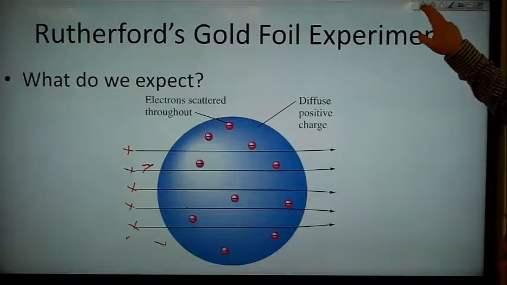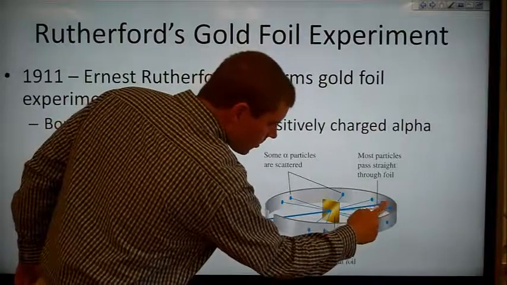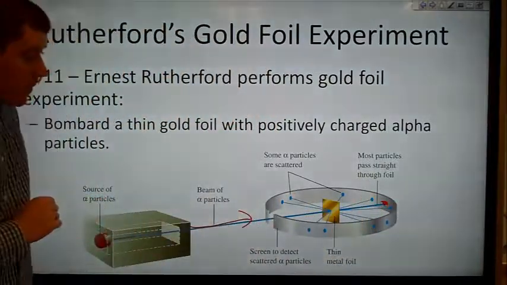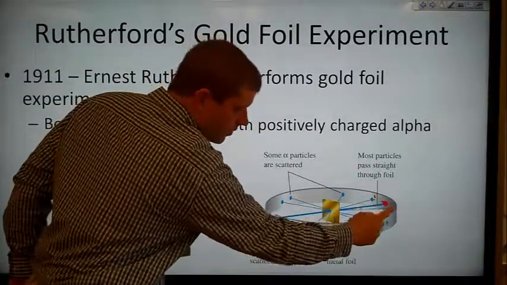So if you look back at our example here, he expects most of the particles to go through and end up over there, and just a little bit of deflection on some of them. So he expects a few over here and a few over there.